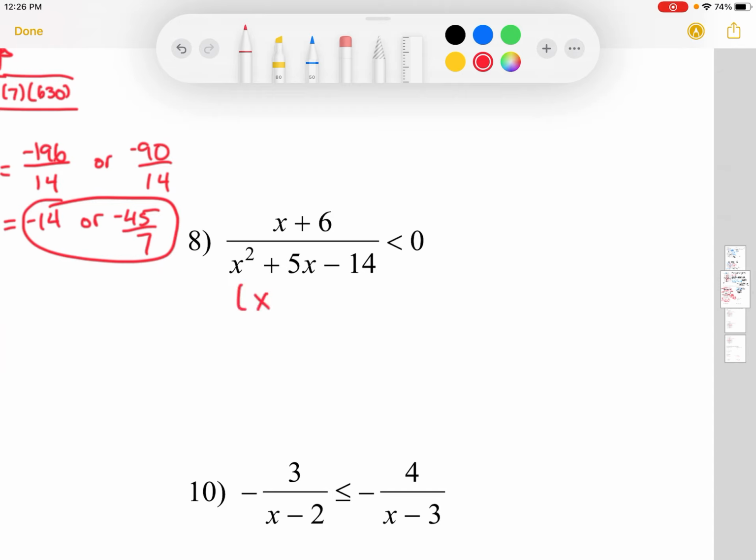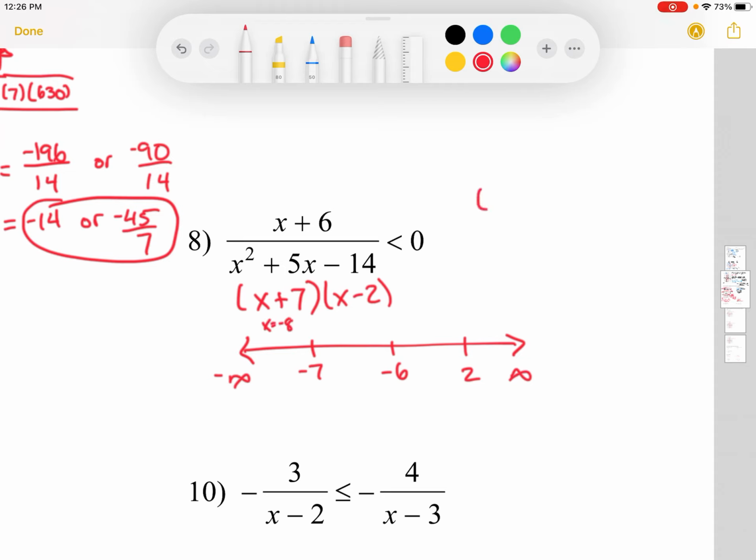Number 8, the denominator factors to be x plus 7 times x minus 2. So on a number line, we get, let's see, we need a negative 7, negative 6, and a 2. And if we choose x equals negative 8, we're going to get a negative value divided by a negative times a negative. So 3 negatives are going to make a negative. I need some space. So 3 negatives make a negative.